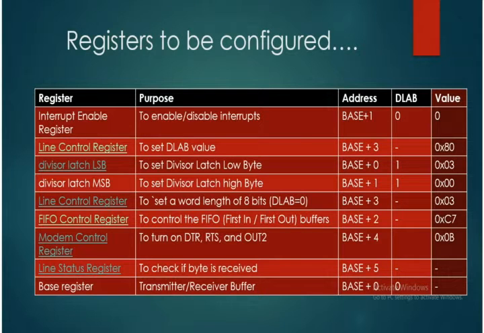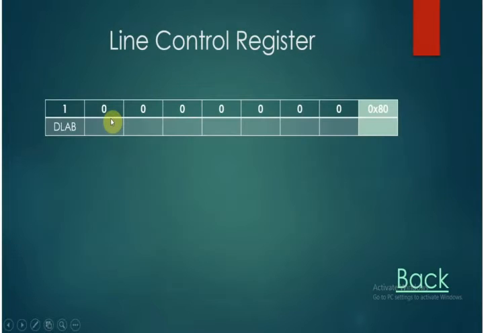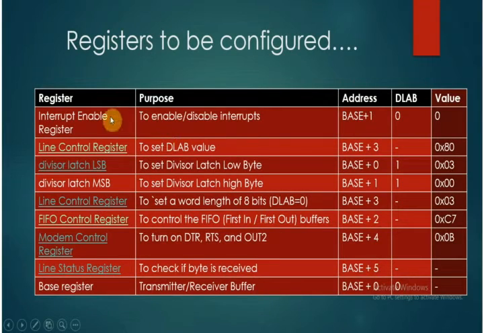These are the different registers that we need to configure in order to transfer data from PC to PC. The first one is interrupt enable register. As we don't want any interrupts, we will make it 0.